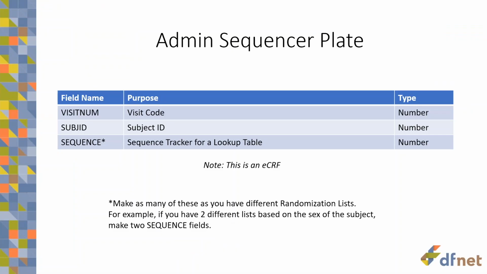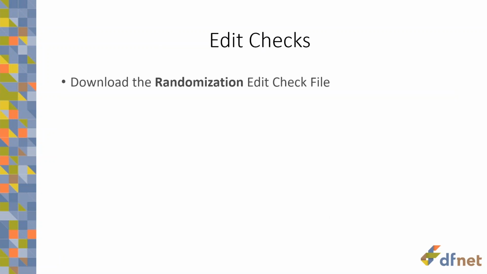So the number of sequence fields you have will boil down to your study, exactly how many lookup tables you're tracking. So if you are tracking something by gender, then you'll probably only have 2 sequence fields. If you're tracking by age groups, you'll have as many sequence fields as you do have age groups. So you get to decide, and that flexibility is there for you.